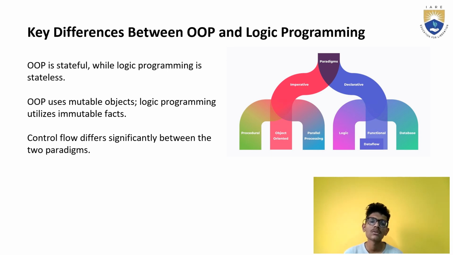Paradigms are of two types, imperative and declarative. Imperative is of three types: procedural, object-oriented, and parallel processing. Declarative is also of three types: logic, functional, and database.